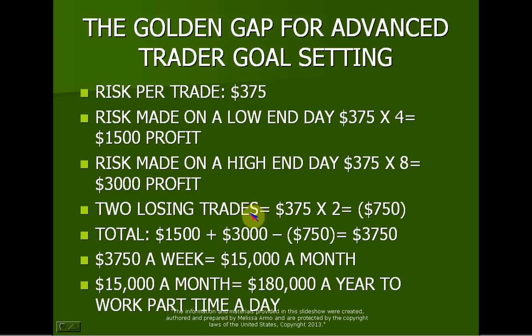Two trades you take are losers. 375 times two, you lose $750. So the one day you had the 1,500, the one day you had the 3,000, and the one day you lost two trades. So you lost 750. So what's the end result here after four different trades? $3,750. $3,750 a week is 15 grand a month, okay? 15 grand a month is 180 grand a year to work part-time a day.